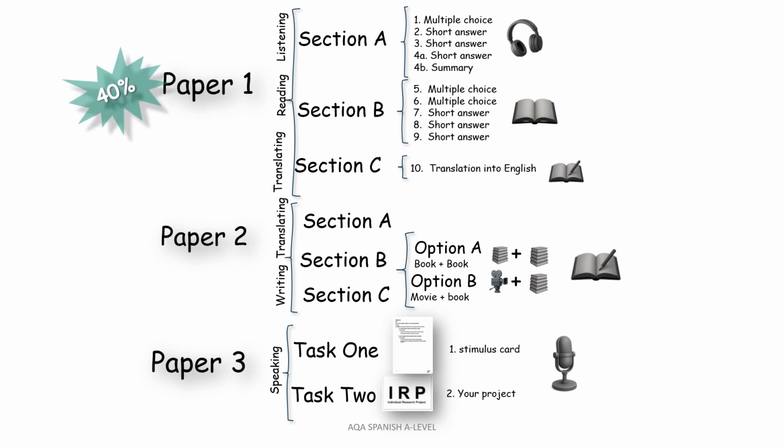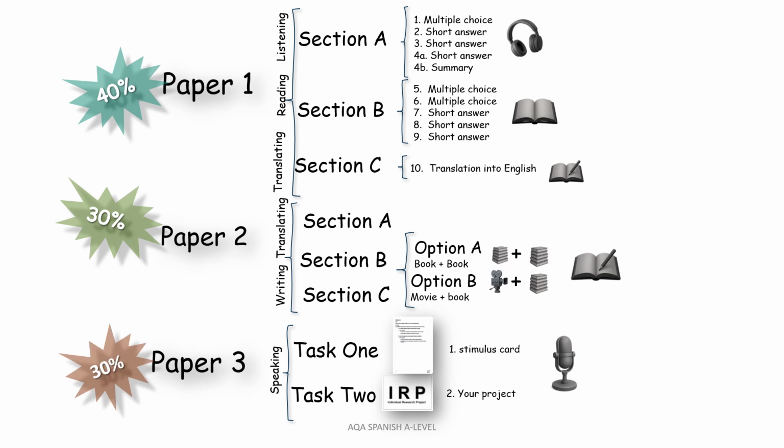Remember, paper 1 makes up 40% of your overall mark, paper 2 counts for 30% of your marks, and paper 3 is worth 30% of your mark.